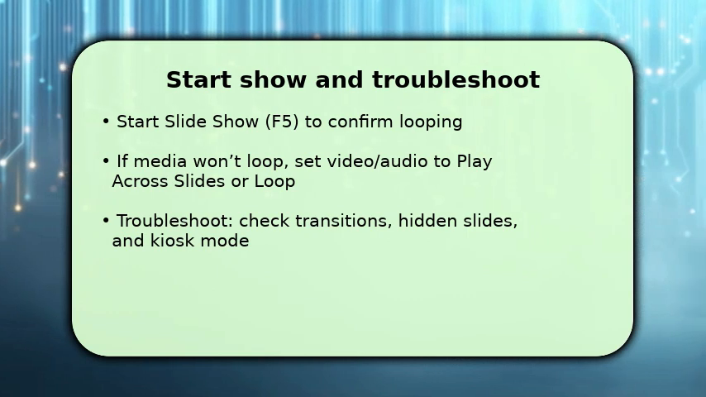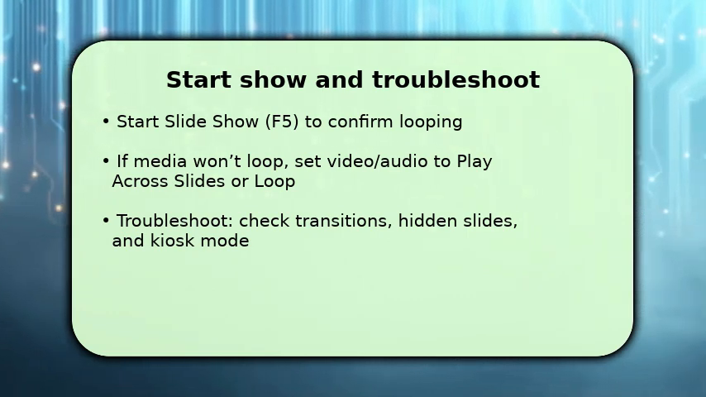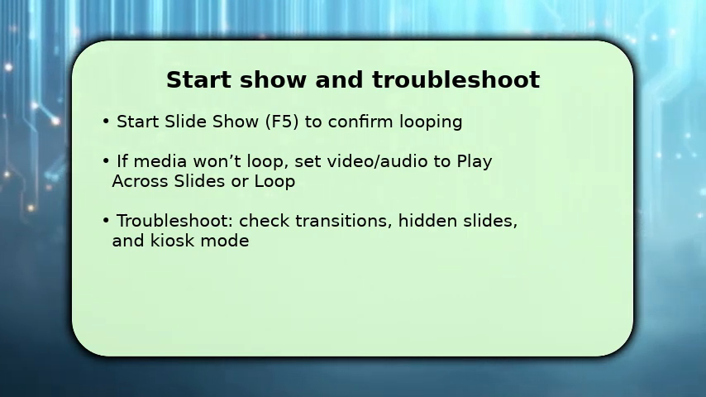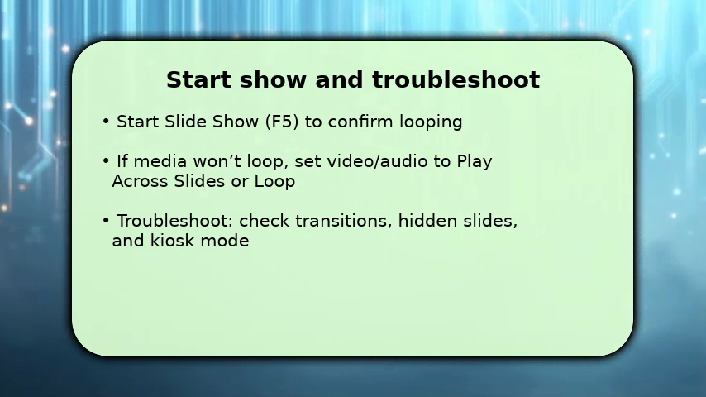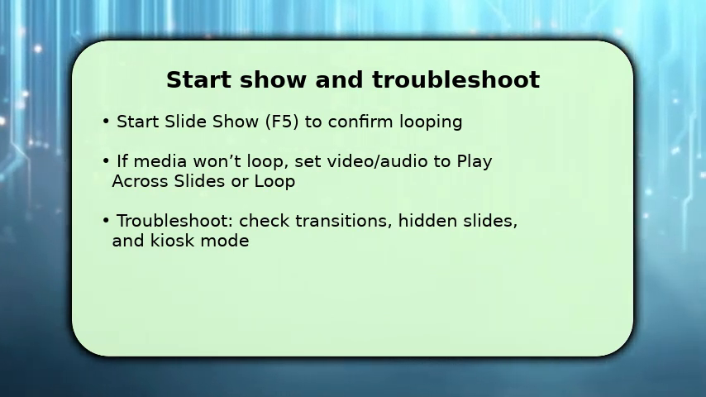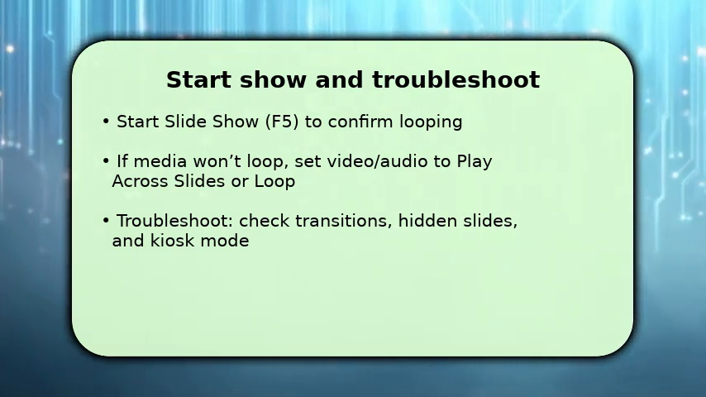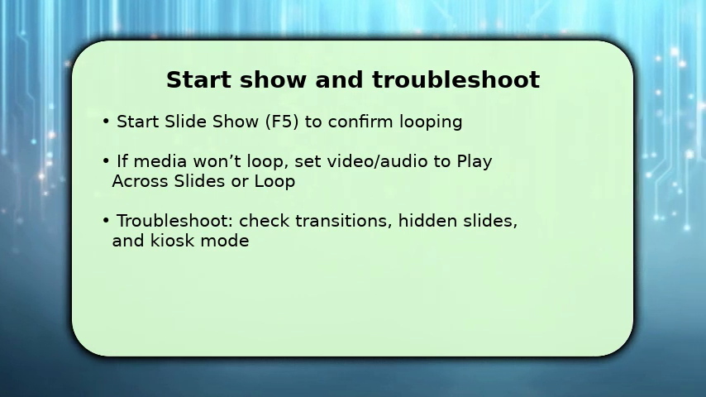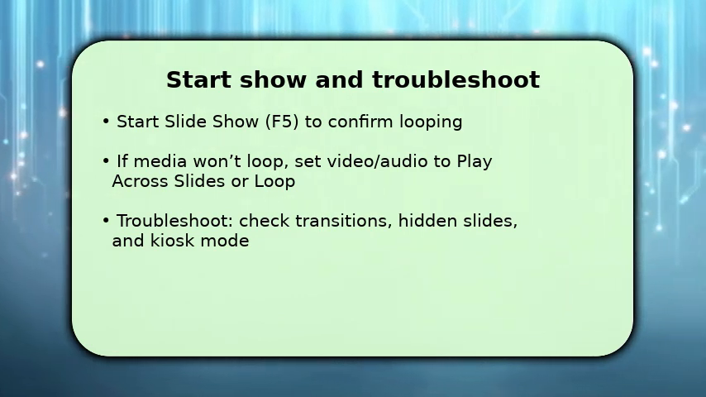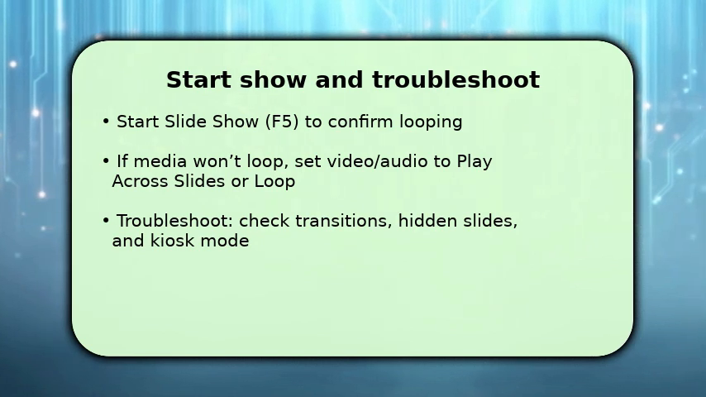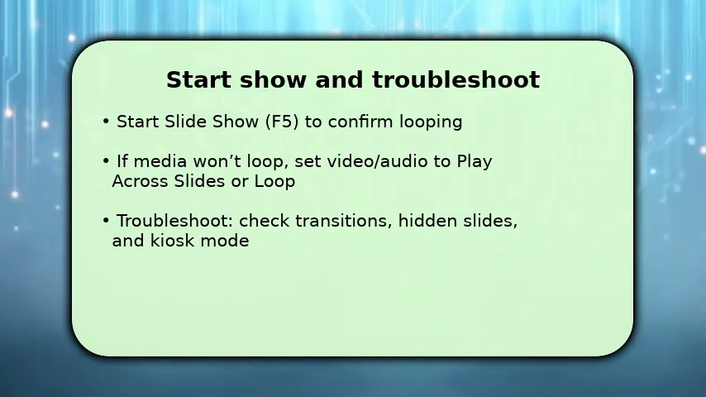If a video or audio stops the loop, select the media and set playback options to loop until stopped or play across slides so it doesn't interrupt the cycle. If the deck still won't repeat, make sure no slides are hidden, transitions aren't set to on mouse click only, and that loop continuously until ESC remains checked in Setup Slideshow.